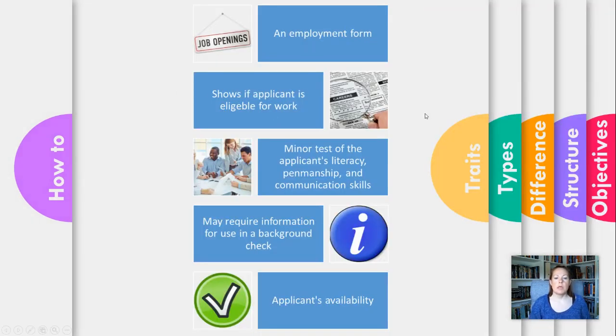So we will have a look at the job application today, and the job application is a type of employment form. It is a way to actually get a job or to get a position. And what this job application does is it shows whether the applicant, which is you, if you are the one applying for a job, is eligible for work. And it also functions as testing your literacy, your penmanship, and your communication skills. Because if you don't do well in writing the letter, you might come off as a bit low on communication skills, for instance.